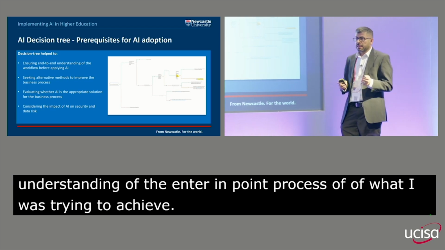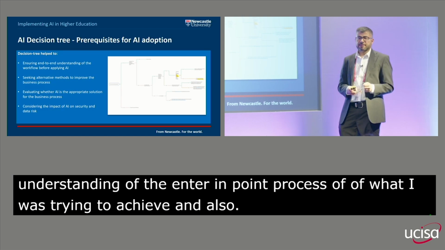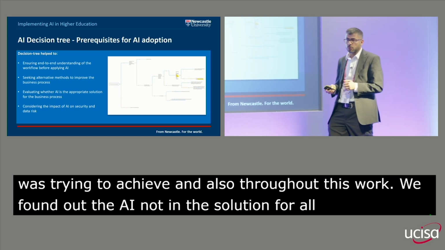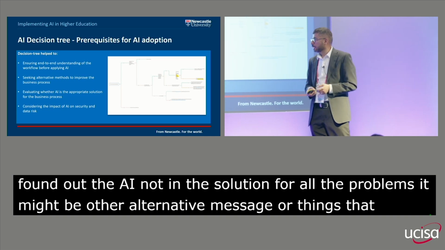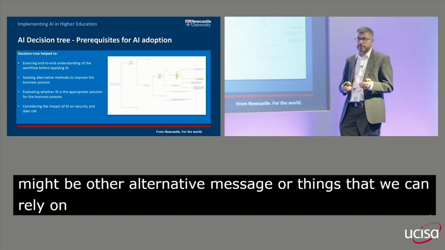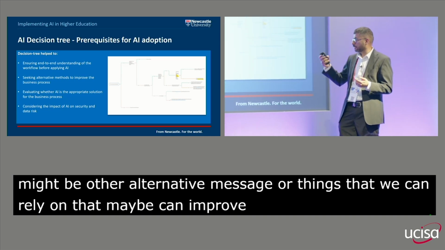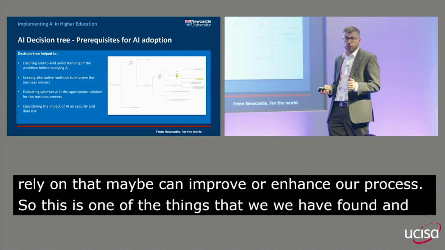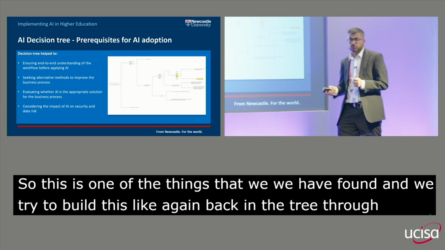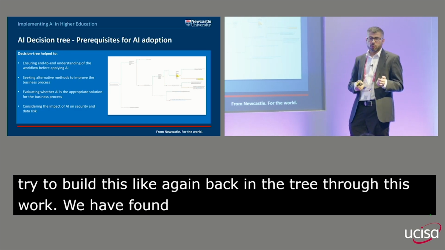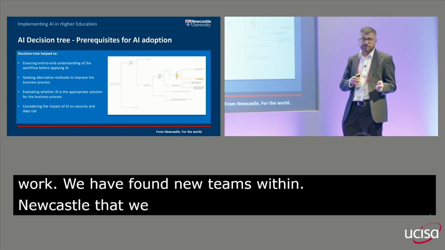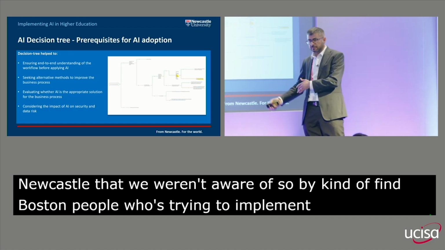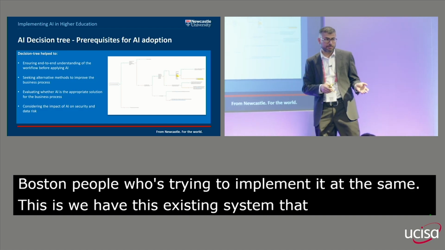Also, throughout this work, we found out that AI is not the solution for all problems. There might be alternative methods or things we can rely on that can improve or enhance our process. This is one of the things we found, and we've built this back into the tree. Through this work, we have also found new teams within Newcastle that we weren't aware of. By signposting people who are trying to implement AI, we can tell them we have this existing system that they can go to before they implement AI.